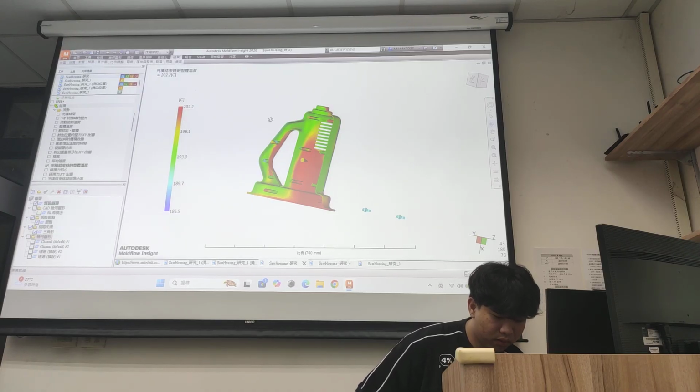Dropping to roughly 185 degrees at the extremity. The melt has not lost too much heat during filling, which is expected for the upcoming packing phase.